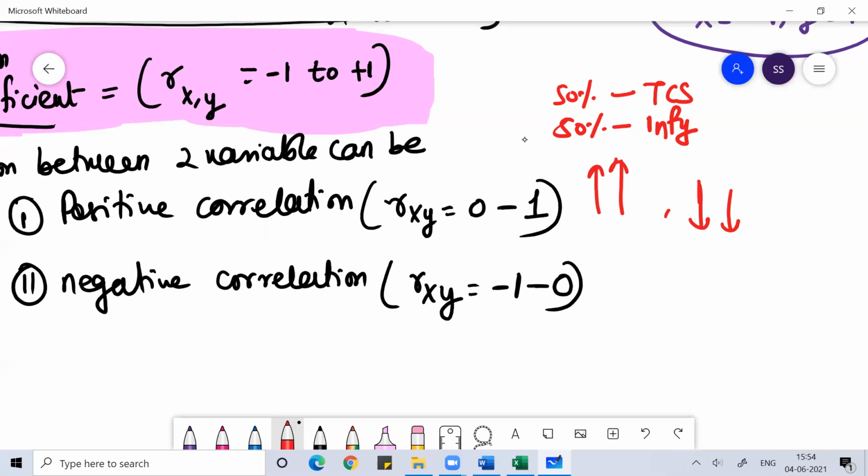Negative correlation means when one variable is going up, the other variable is going down. Positive correlation: if you study well, you get good marks. The negative correlation scenario is when one variable is going up and the other is going down. Such variables are said to have negative correlation. Like you can compare the gold price with respect to the stock market price.